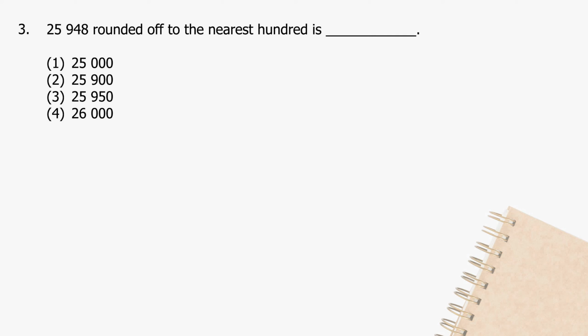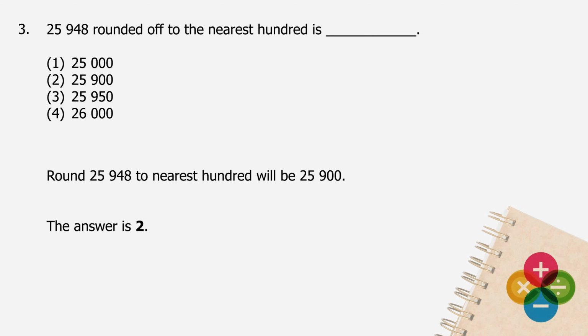Question 3. 25,948 rounded off to the nearest hundred is blank. Rounding 25,948 to the nearest hundred will be 25,900. The answer is 2.